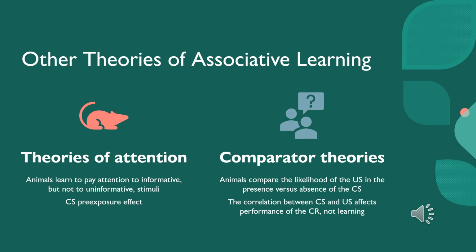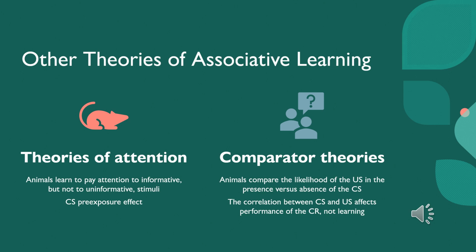Looking at some other theories of associative learning, we have the theories of attention and the comparator theories. In classical conditioning and learning theories, animals and humans are thought to direct their attention to stimuli that are informative and that predict meaningful outcomes, and ignore those that are uninformative or do not predict outcomes. This reflects the idea that animals optimize their behavior by focusing on the cues that help them understand their environment, which enhances survival and efficiency. So there's a lot of other theories, and I'm just going to briefly mention some of these.